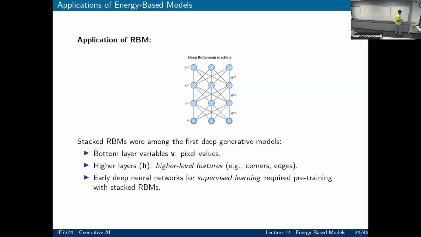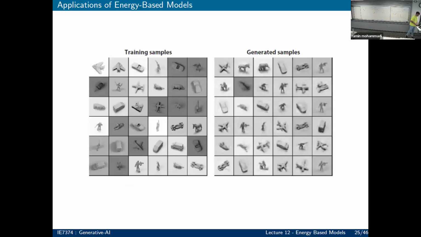Now, this is an example of what you can generate with an RBM model. During the training, you pass data to the model, and during the generation, it can generate something like that.